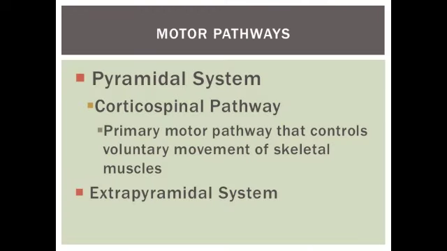In order to control our muscles, the brain sends signals or commands through two pathways, the pyramidal system and the extrapyramidal system. We will be focusing our discussion on the pyramidal system, also known as the corticospinal pathway. This pathway is primarily concerned with the voluntary skilled movements of the muscles of the distal limbs.